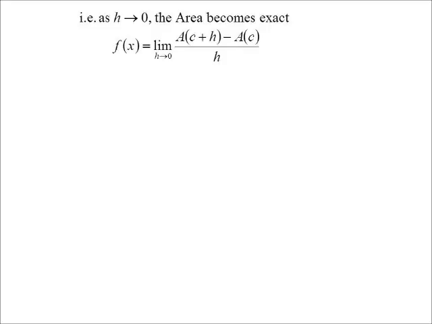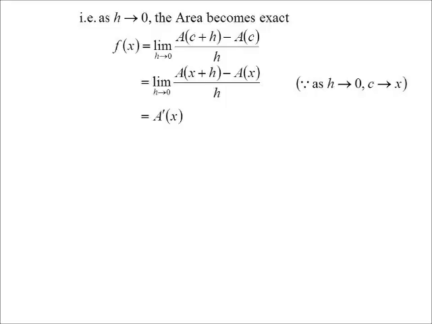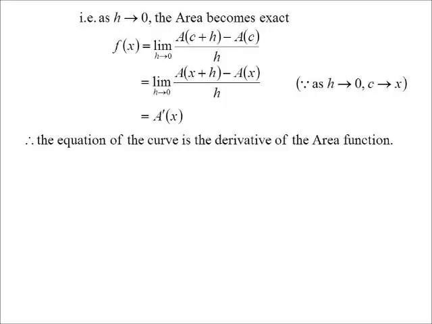But if h is approaching 0, c and x are the same thing, so I'm just going to use x instead of c. Just to highlight, look what we've got. It might now start looking a bit more familiar. What is it? It's the derivative. That was our first principles formula for the derivative. So in fact, function x, the equation of the curve, which I know, is the derivative of this area function that I'm looking for.